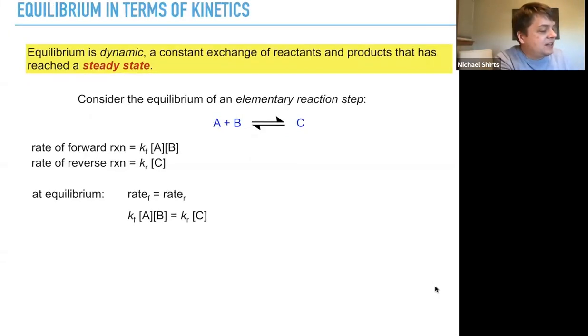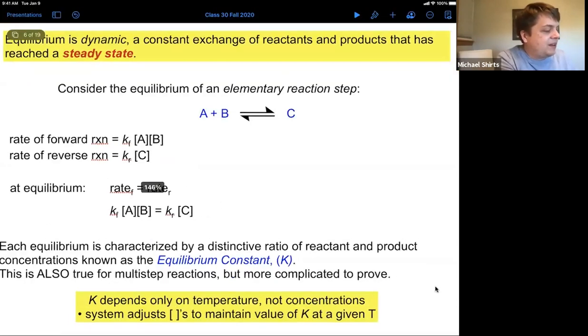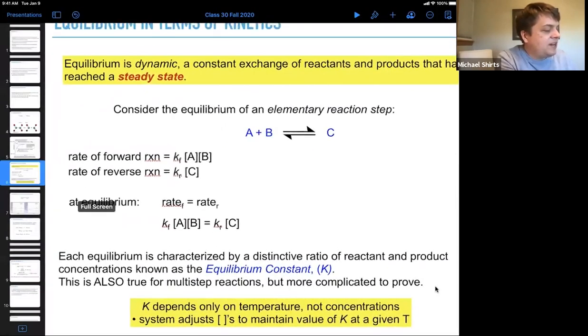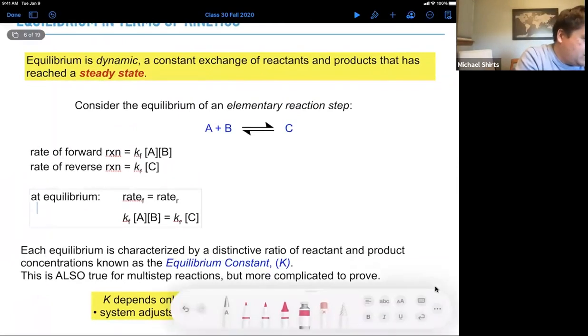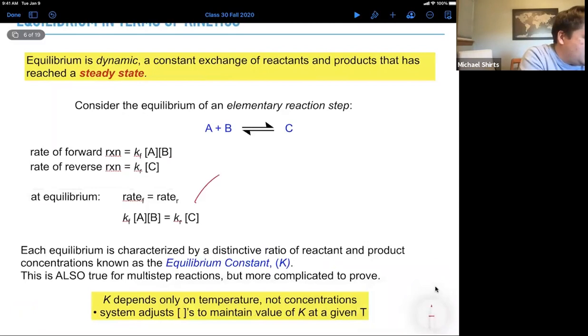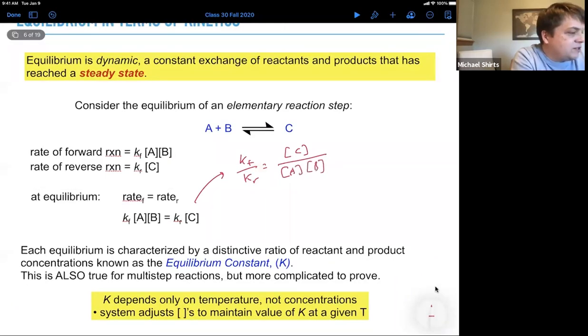And so we can mathematically set them equal to each other. And actually, let me add a little bit more math here. If the rates are equal to each other, then we can take this relationship and say, okay, great. I'm going to divide both sides by KR. So we have KF over KR, and I'm going to have the concentration of C over here. And I'm going to divide both sides by the concentration of A and the concentration of B.